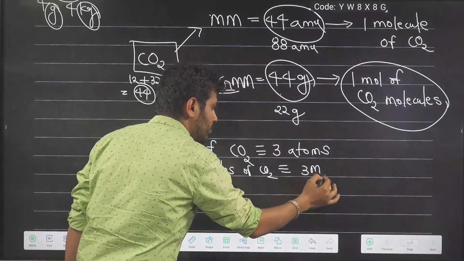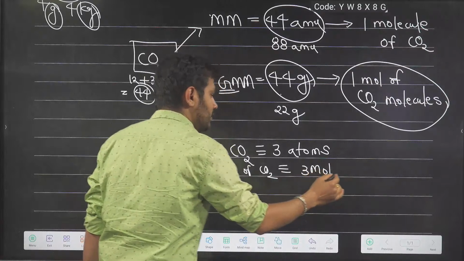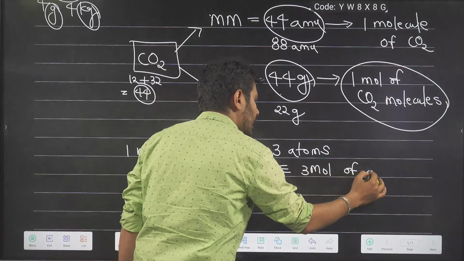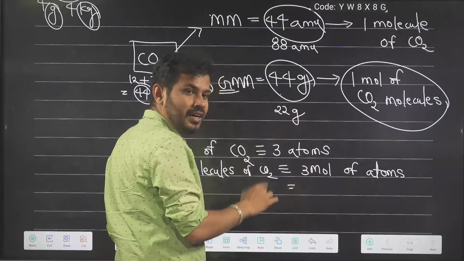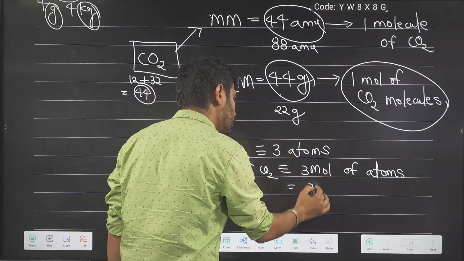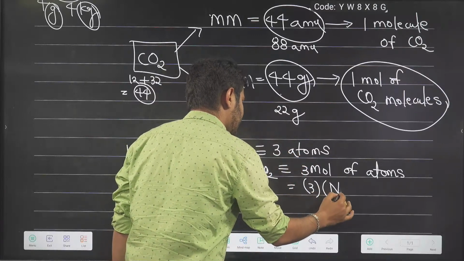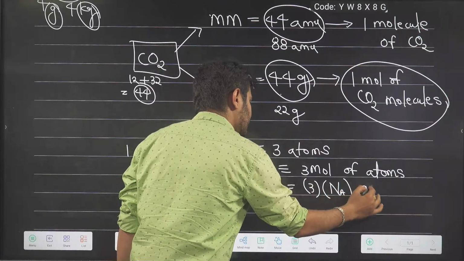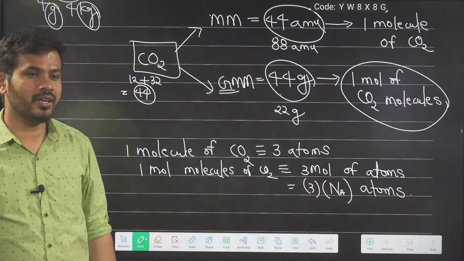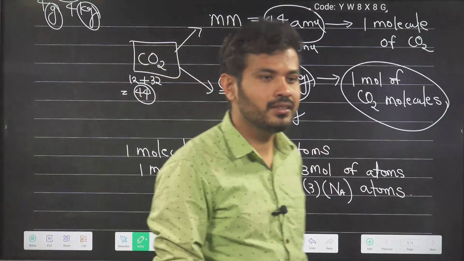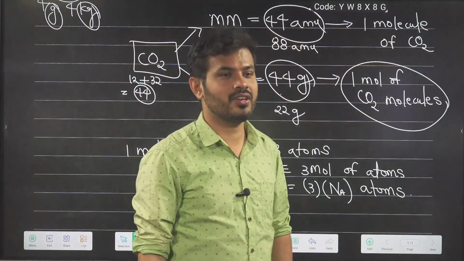This side mole, that side mole. I am taking mole on both the sides. 3 mole of atoms. And what is 1 mole? 1 mole is Avogadro's number. So 3 into Avogadro's number, I will write simply Na, these many atoms. Instead of Na, you can write 6.02 into 10 to the power of 23. I hope you understood this. Clear, Teja, clear. Okay, very good.